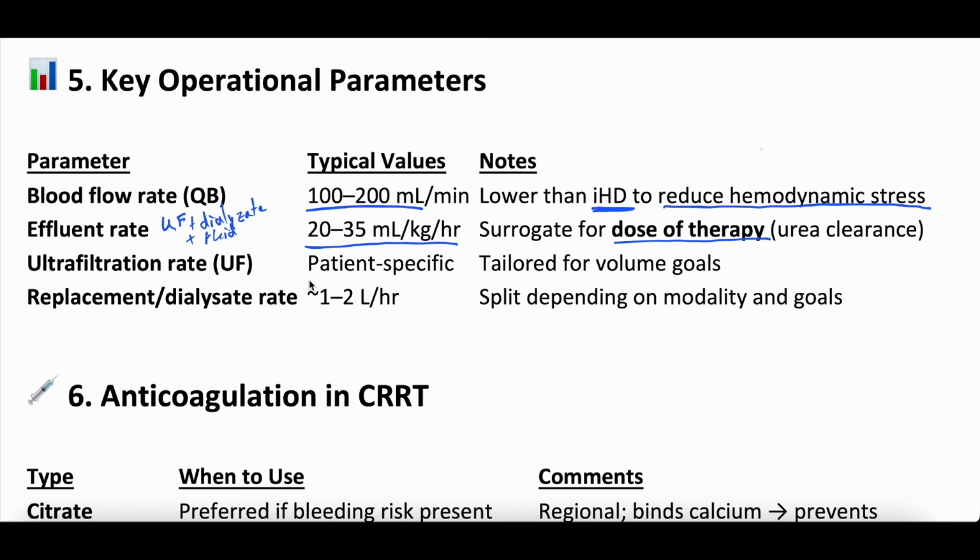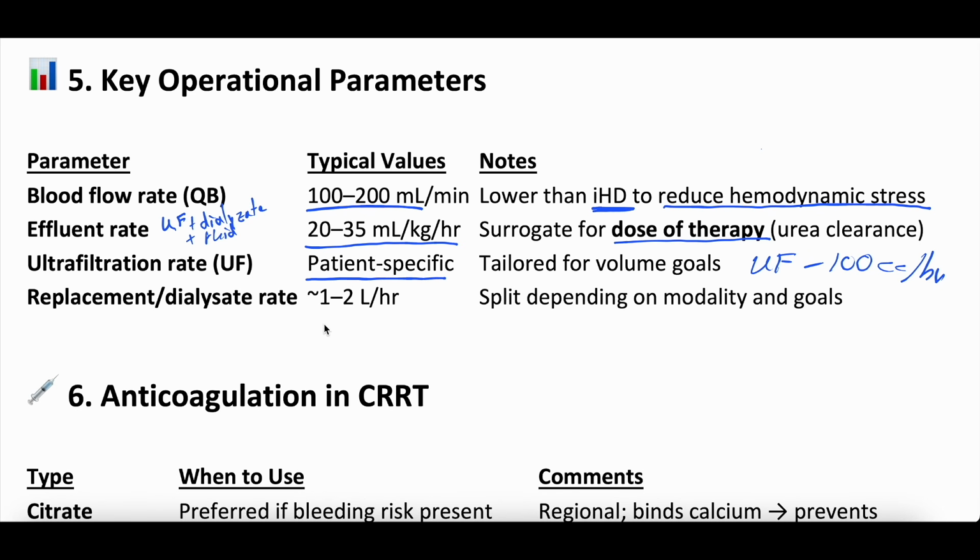The ultrafiltration rate is patient-specific. This is how many cc's you're discarding of the patient's volume. So if I'm saying I want to eliminate 100 cc's per hour, I want them net negative 100 cc's per hour, and that is the ultrafiltration. So the ultrafiltration is negative 100 cc's per hour, which means I'm taking that patient's blood, running it through the dialysis machine, it's filtering out 100 cc's of plasma water, and then it's just discarding it, getting rid of it, and the rest is going back to the patient. So that's the ultrafiltration rate.